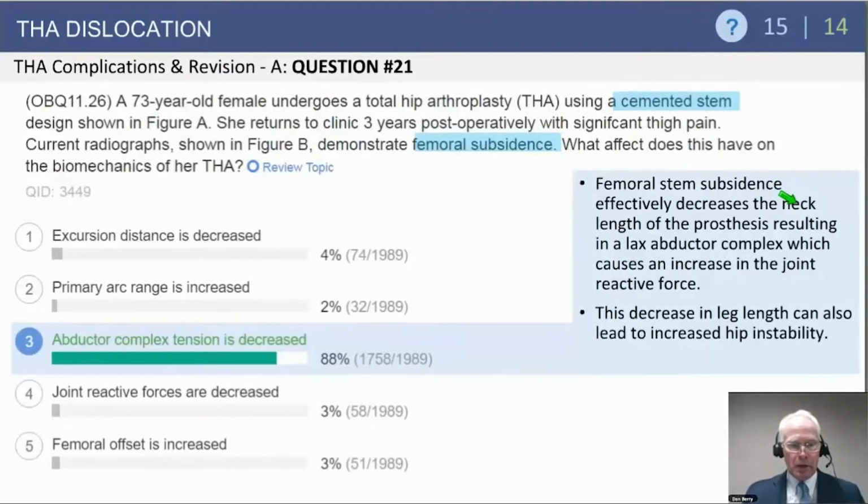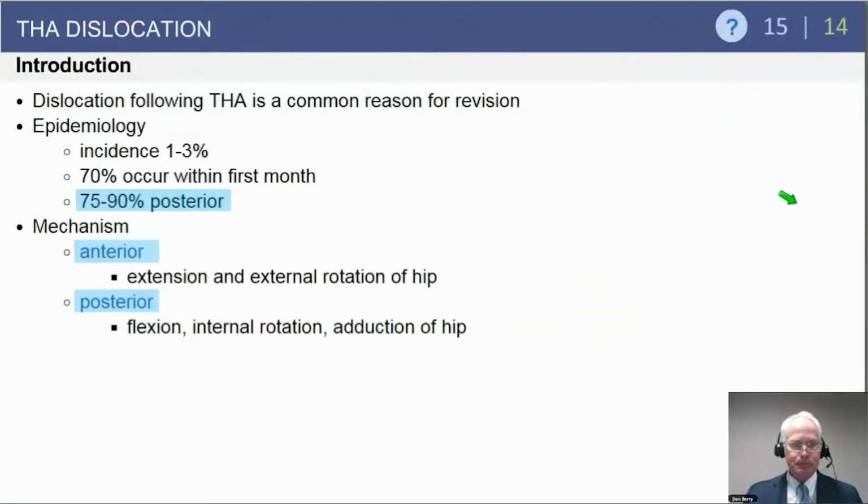The correct answer to this question is 3. Abductor complex tension is decreased, because that happens when the stem subsides. The abductors become laxer. The first and second potential answers, we call them distractors, are not correct because this subsidence does not have a major impact on hip motion. The last two answers are not correct because femoral offset is not changed and joint reactive forces would not be decreased. If anything, they might be slightly increased by this subsidence.